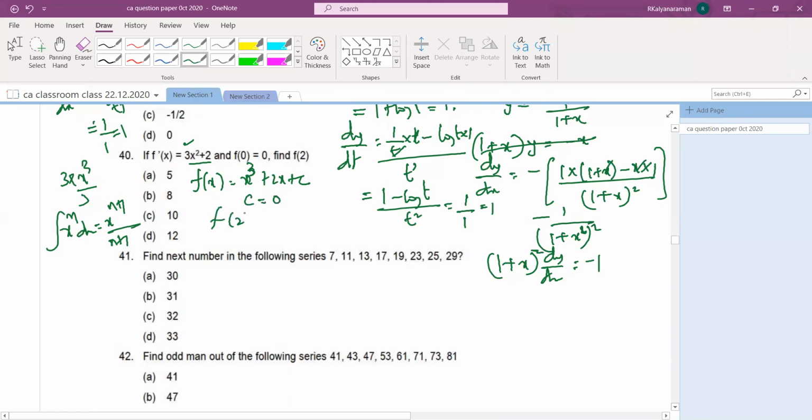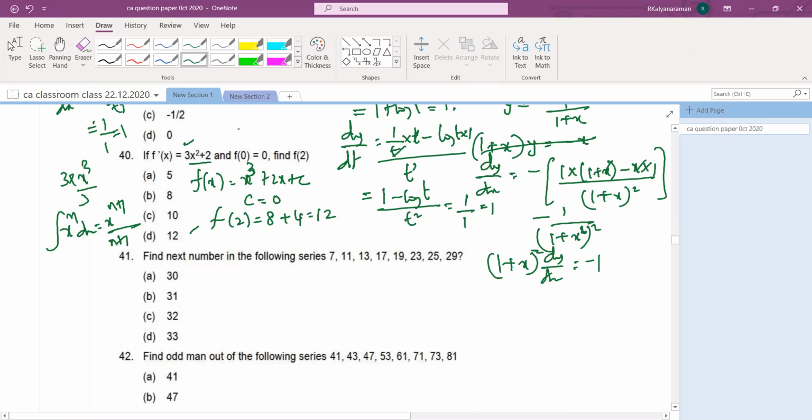F of 2. So 8 plus 4. So 12. So answer choice is D. Any question, please ask. Integration, all of you understood? From f dash of x, if I want to find f of x, the process is integration. From f of x, if I want to find f dash of x, that is differentiation.